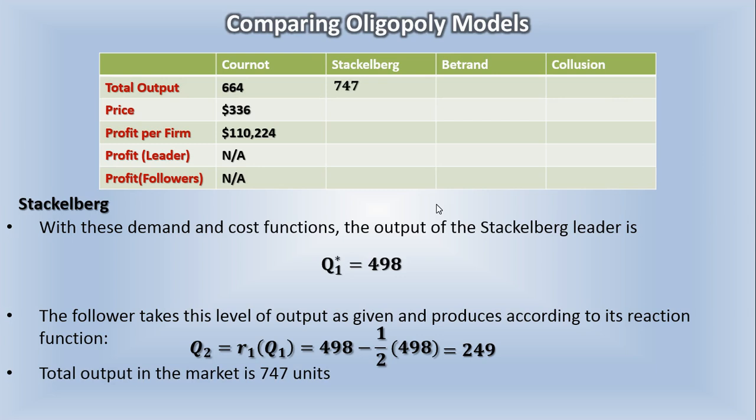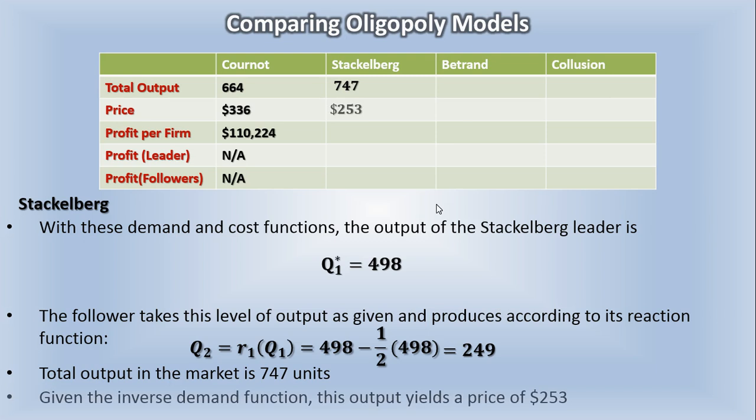Total output does increase though for the market because there's a leader. Because there's that first mover advantage, it actually makes a more efficient market outcome. You get more mutually beneficial transactions happening in the market, so there's less deadweight loss than we had in the Cournot setting. Given the inverse demand function, this output yields a price of $253.